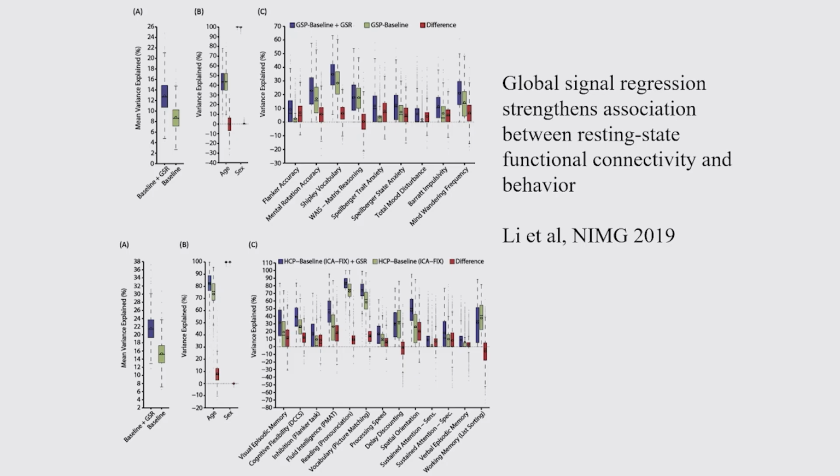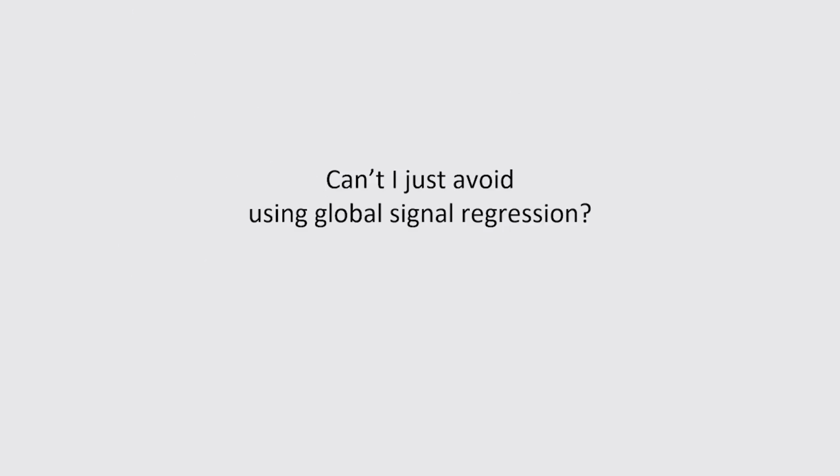So for example, and if you do that, it tends to help results. For example, in this paper, they showed that if you apply global signal regression, you can strengthen the association between your resting state functional connectivity and various measures of behavior. And similar results have been reported by other groups as well.